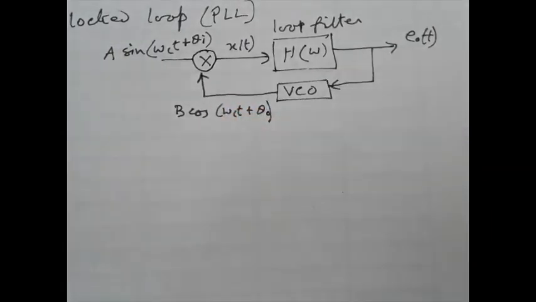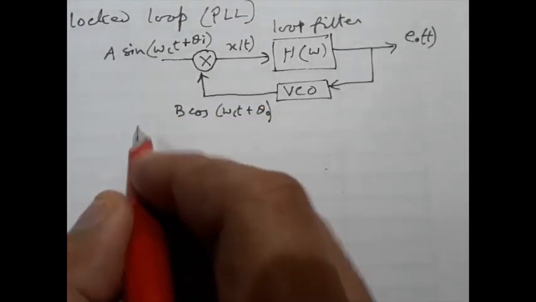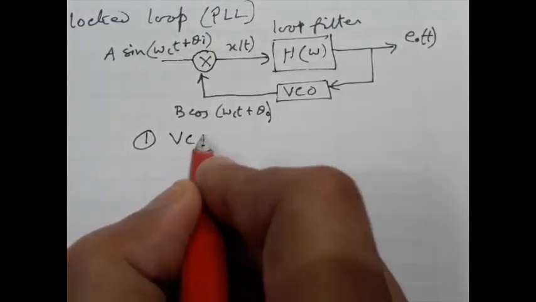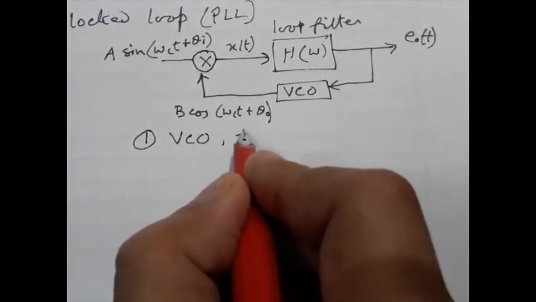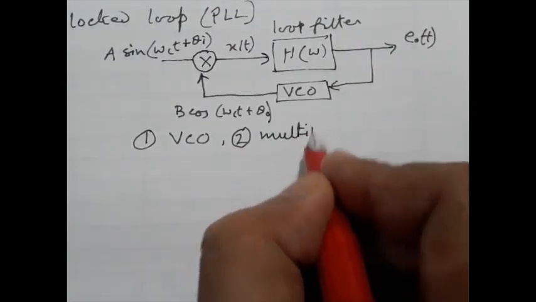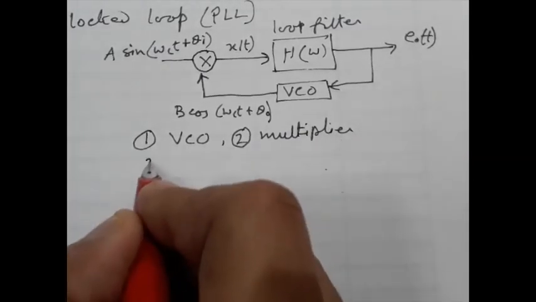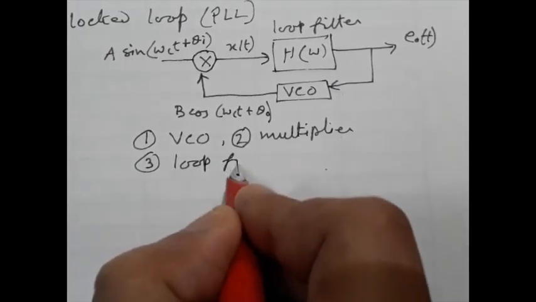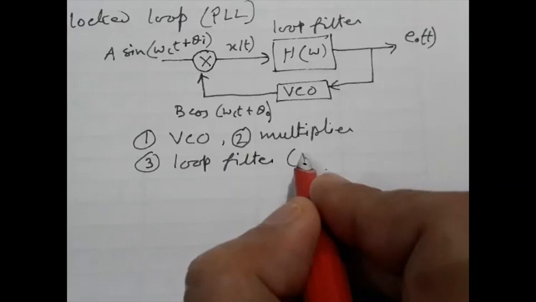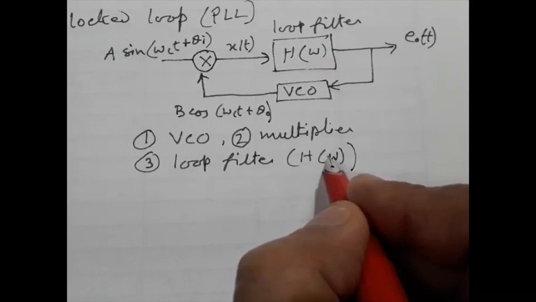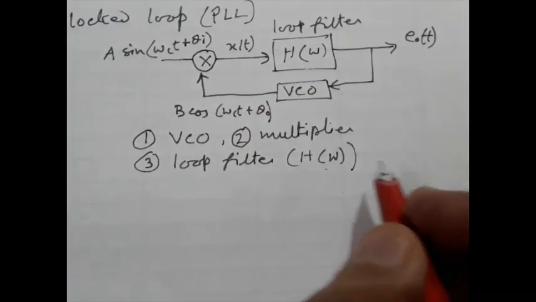The basic components of this PLL are: the first component is the VCO, the second component is a multiplier, and the third component is a loop filter whose transfer function is H omega.